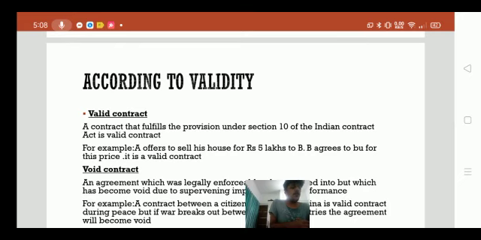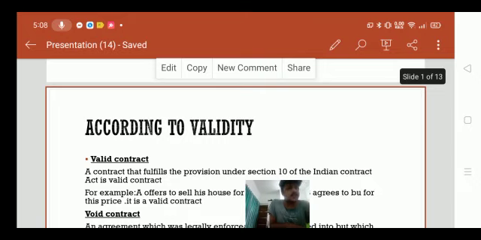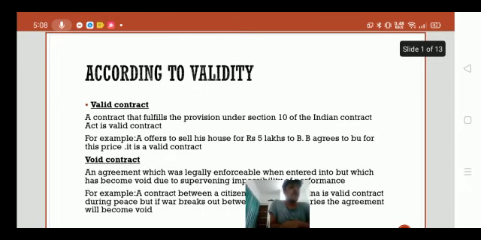An agreement becomes a contract when all the essentials of a valid contract, as laid out in Section 10 of the Indian Contract Act, are fulfilled. So a contract that fulfills the provisions under Section 10 of the Indian Contract Act, that is, the essential features of a contract, 1872, is said to be a valid contract. Suppose A offers to sell his house for rupees 5 lakhs and B agrees to buy it for this price, it is said to be a valid contract.